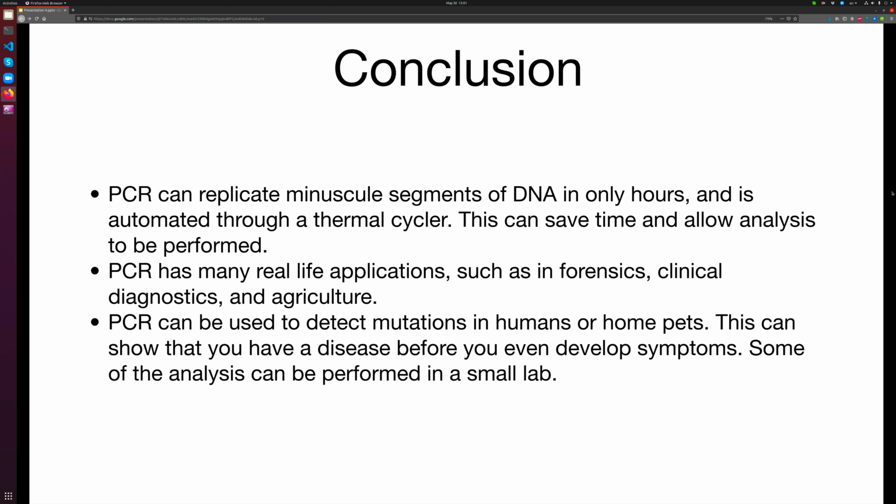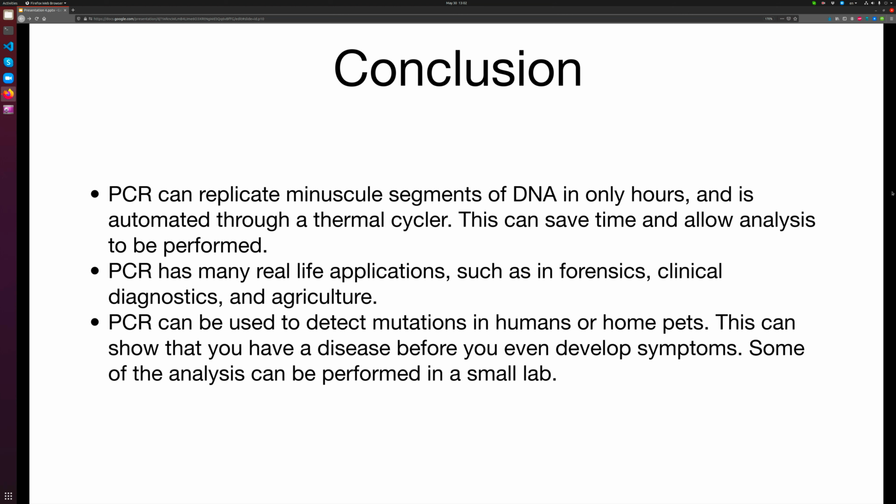PCR can replicate minuscule segments of DNA in only hours and is automated through a thermal cycler. This can save time and allow analysis to be performed. PCR has many real-life applications, such as in forensics, clinical diagnostics, and agriculture. PCR can be used to detect mutations in humans or home pets. This can show that you have a disease before you even develop symptoms. Or maybe if you don't have any symptoms at all.